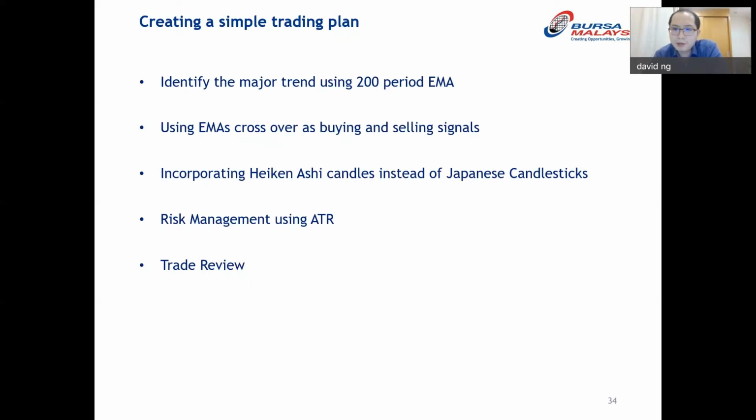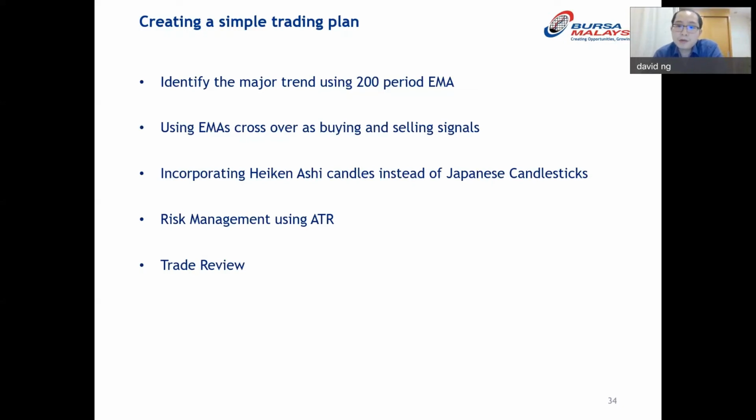So the first thing to create a trading plan is to first identify the trend. If you're a trend trader, it's always important for you to identify the current trend of a particular market. You can do that using the exponential moving average, which is one type of moving average. And a moving average is basically taking the price and dividing it by a moving average. In that sense, you will take a 200 period exponential moving average. It's actually quite a long period, representing more than 8 to 9 months worth of trading days.